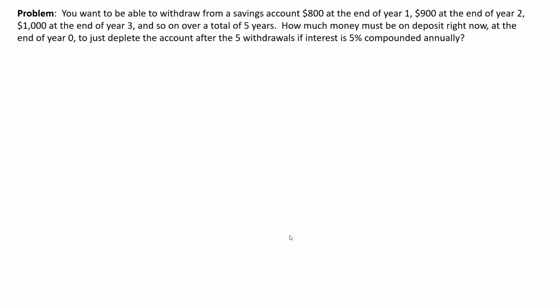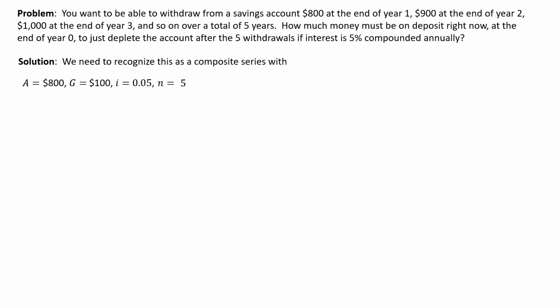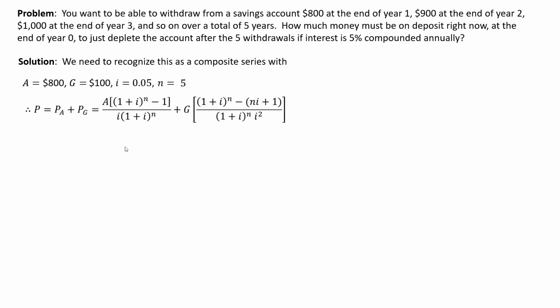You want to be able to withdraw from a savings account $800 at the end of year 1, 900 at the end of year 2, 1,000 at the end of year 3, and so on over a total of 5 years. How much money must be on deposit right now at year end 0 to just deplete the account after the 5 withdrawals if interest is 5% compounded annually? This is similar stuff.